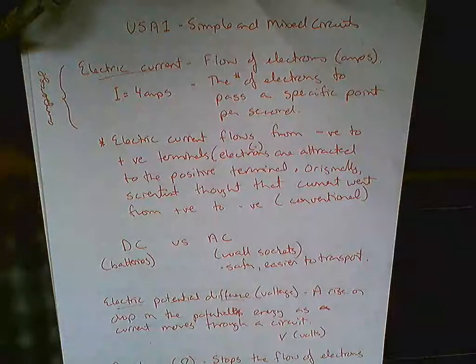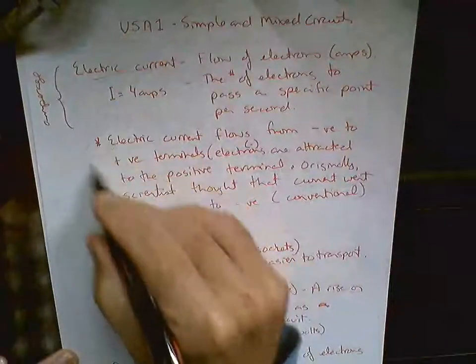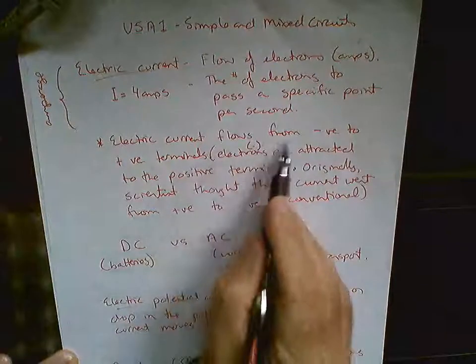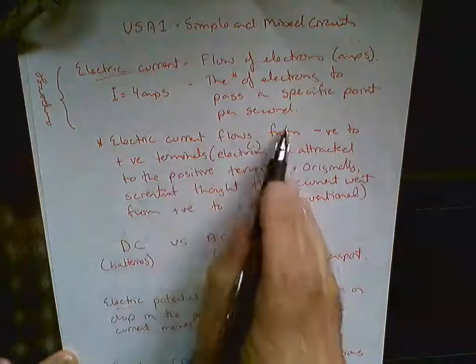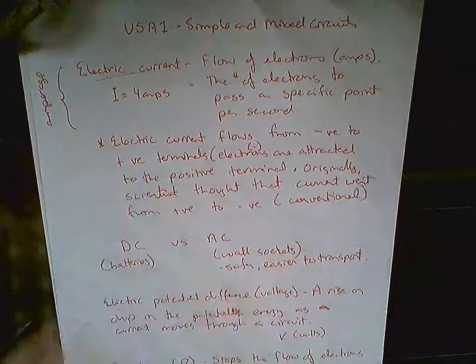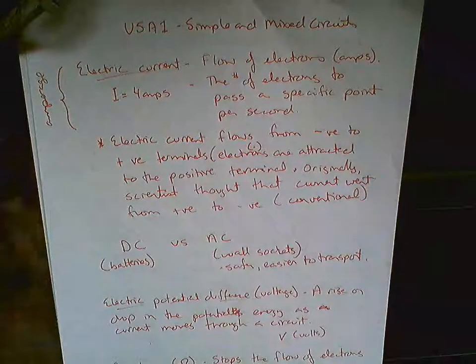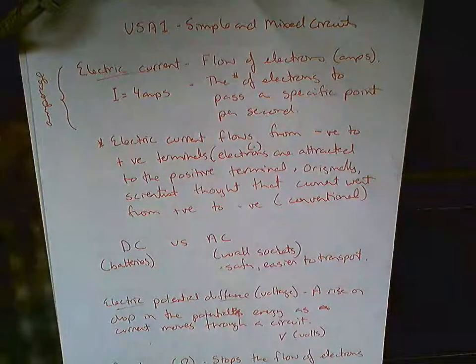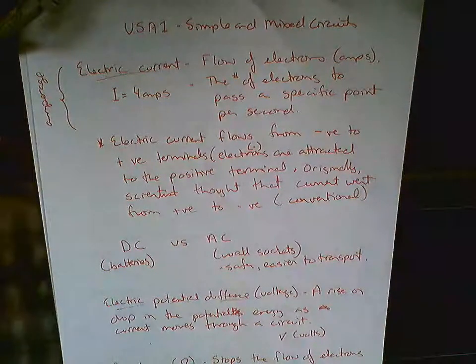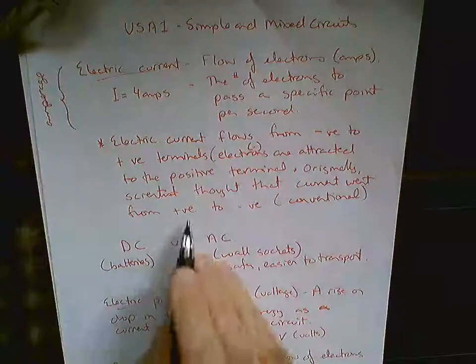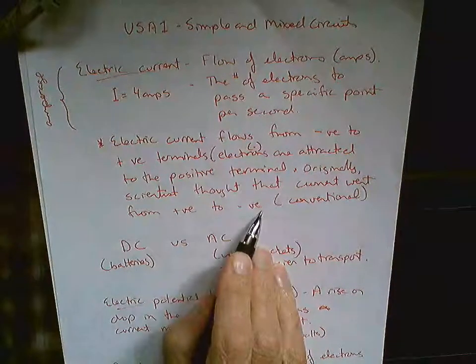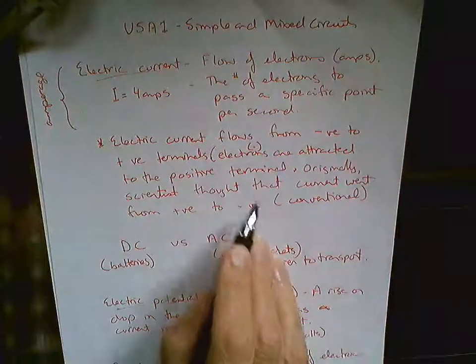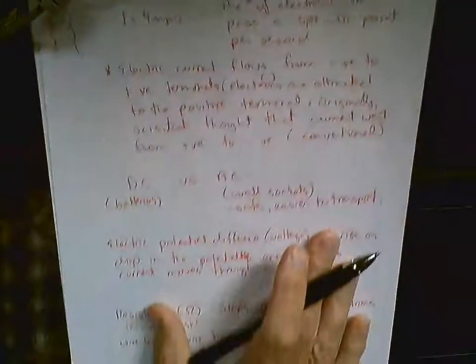Now, one place where you get confusion is the flow of electricity. Electricity goes from the negative terminal to the positive terminal, because electrons are negative, they're attracted to the positive terminal. Here's the issue. When they originally started talking about electrical circuits, they thought that electricity flew in the opposite direction. If you ever talk about conventional current, they will say that the current flows from positive to negative. This is not true. This does not happen. I'm going to try and correct this every time I see it.